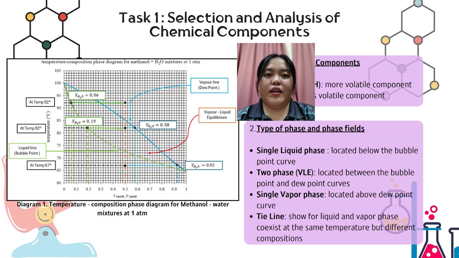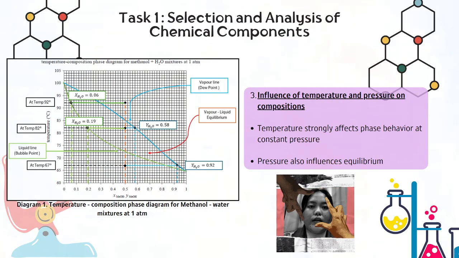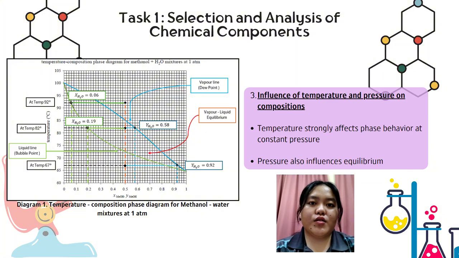For the tie line, it is in the VLE region, where it is shown that liquid and vapor phases coexist at the same temperature but different compositions. Lastly, the influence of temperature and pressure on composition.